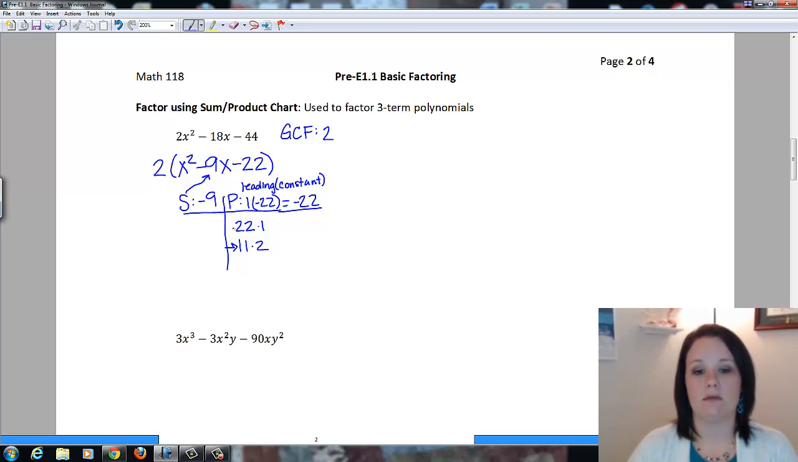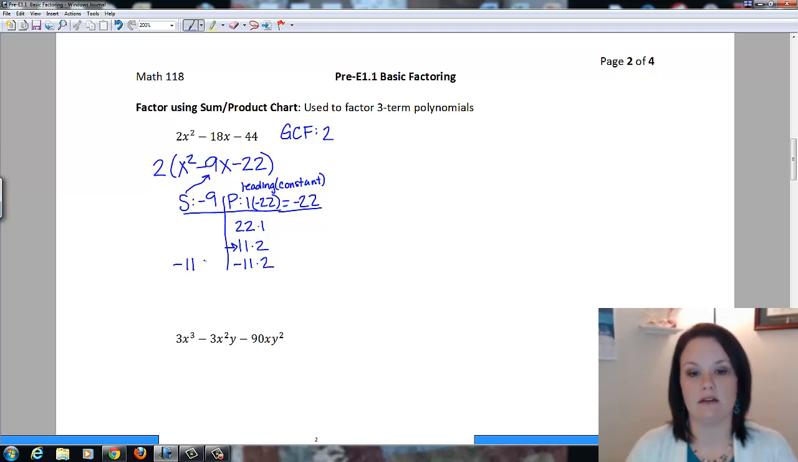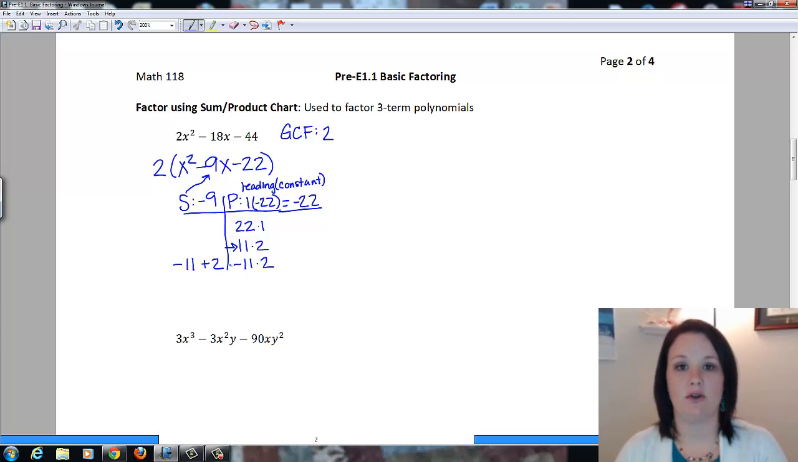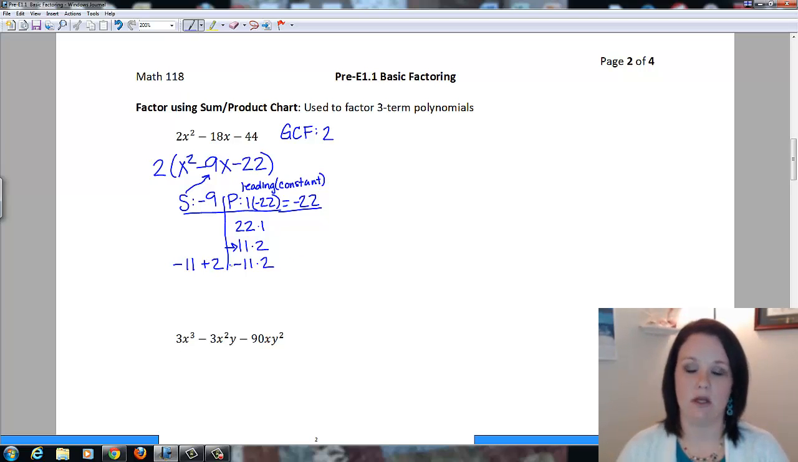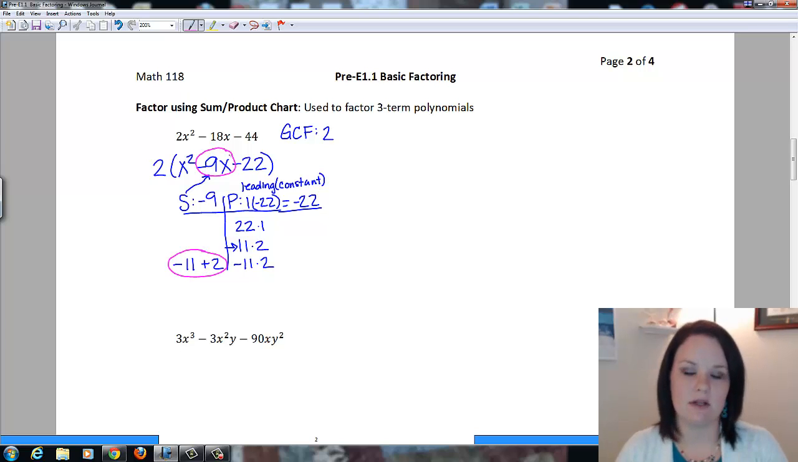So if I do negative 11 times 2, that gives me negative 22. And negative 11 plus 2 gives me the negative 9 that I need. Okay, so I'm going to go through and actually show you how to replace the middle term, and then I'll show you a shortcut later. So now that I found this pairing, I'm going to replace this middle term with this pairing of numbers that I just found that equals that middle term.